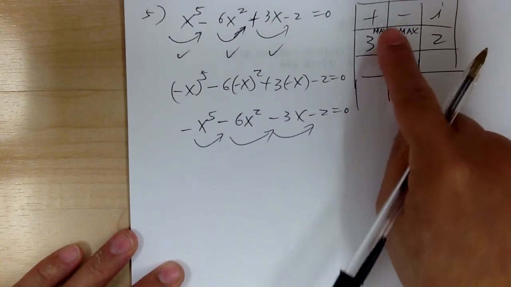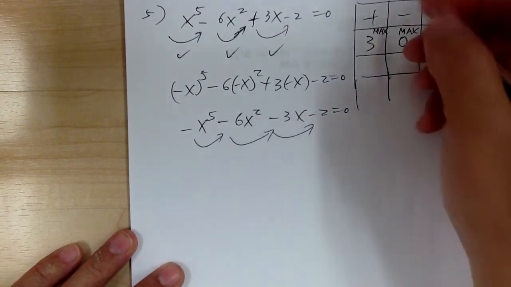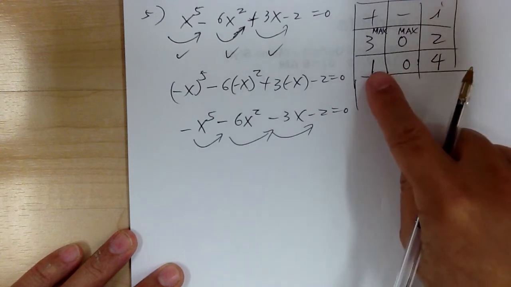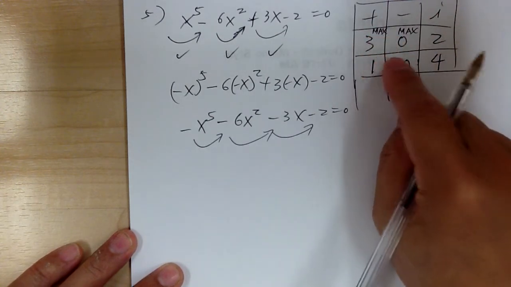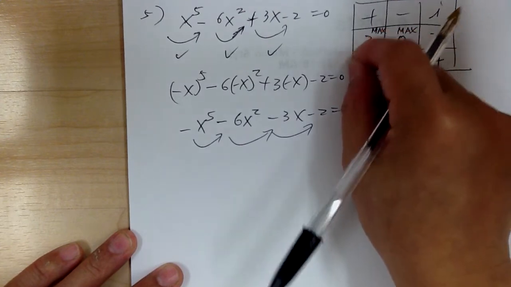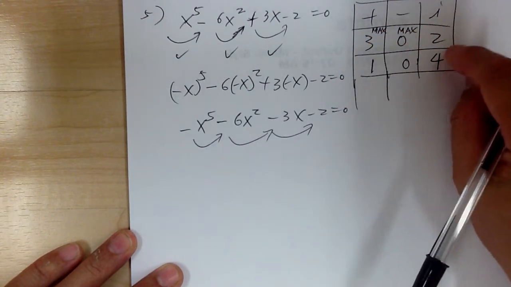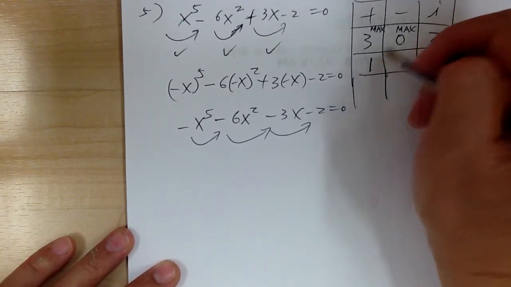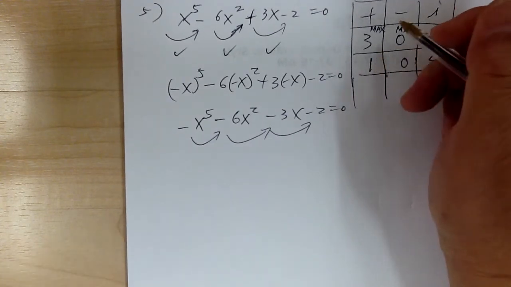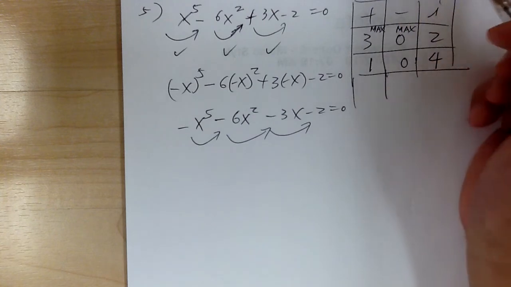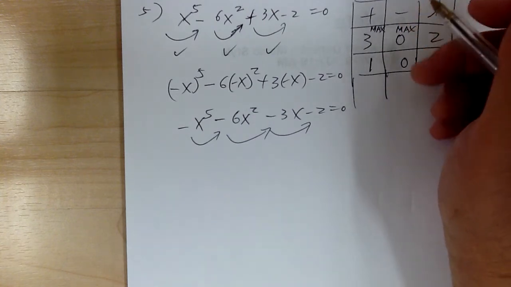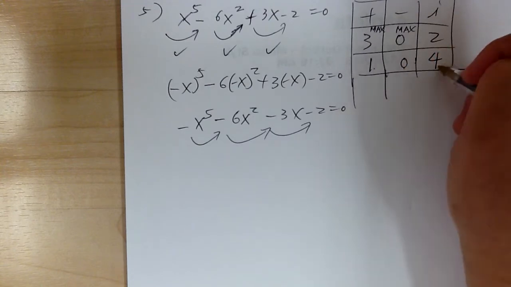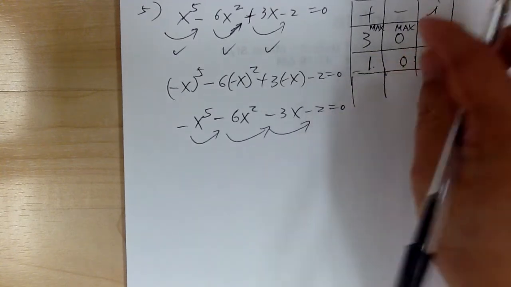Now if 3 is the max, then there are other possibilities. You can have 1, 0, 4, right? Again, you have to go down by 2s, because 2 of the positive answers can become imaginary answers. So the other possibility is 1 positive, no negative, and 4 imaginary. And that's the answer for number 5.